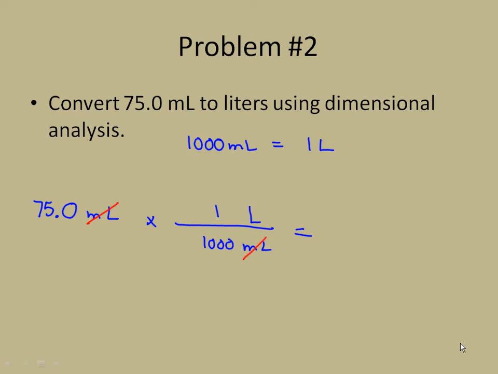Mathematically, you have 0.075, put on the 0 for sig figs, and that is liters. And there's your final answer. You could change that to scientific notation if you wish.